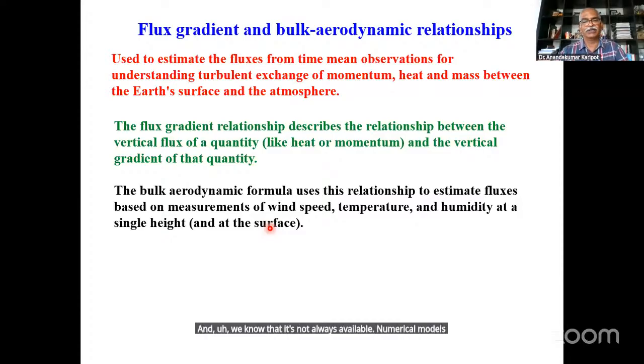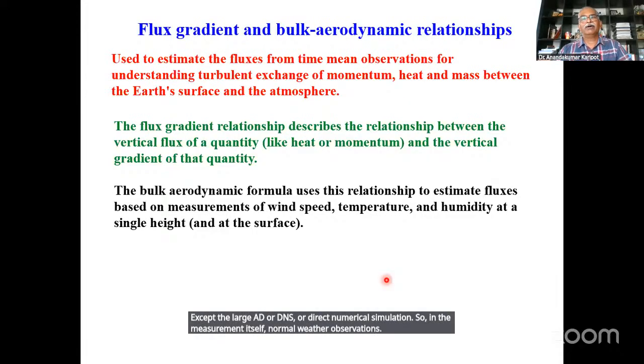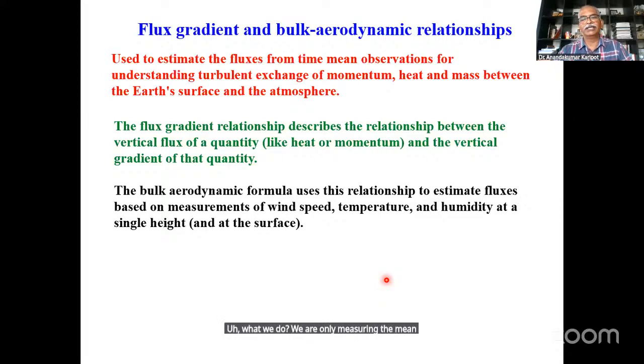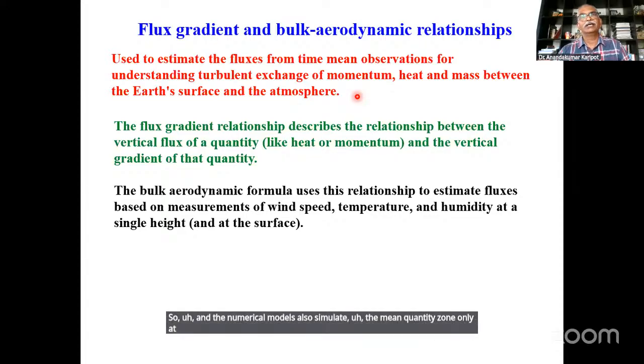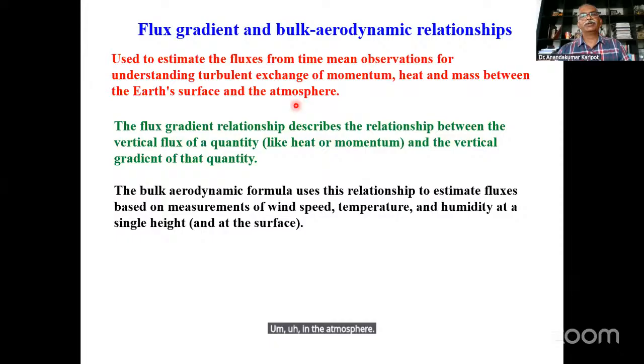Numerical models don't simulate it at all, except the large eddy or DNS, direct numerical simulation. And in the measurements themselves, in normal weather observations, we are only measuring the mean quantities of temperature, relative humidity, and the wind speed. And the numerical models also simulate the mean quantities only at different levels in the atmosphere. So we should have some way to estimate those fluxes either in the numerical models, or if the high frequency measurements are not available, then we will have to calculate or estimate it from whatever observations are available. So these two methods are basically meant for that.